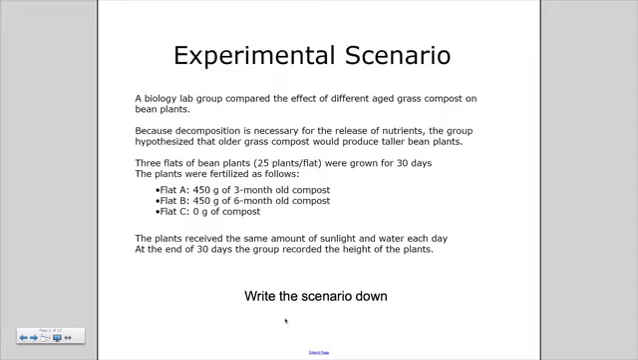The plants were fertilized as follows. Flat A had 450 grams of 3-month-old compost. Flat B had 450 grams of 6-month-old compost. And flat C had 0 grams of compost. The plants received the same amount of sunlight and water each day. At the end of 30 days, the group recorded the height of the plants. If you haven't finished writing down the scenario, pause the video until everyone has written it down.